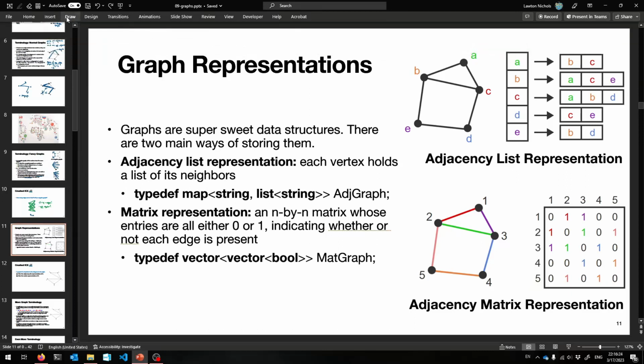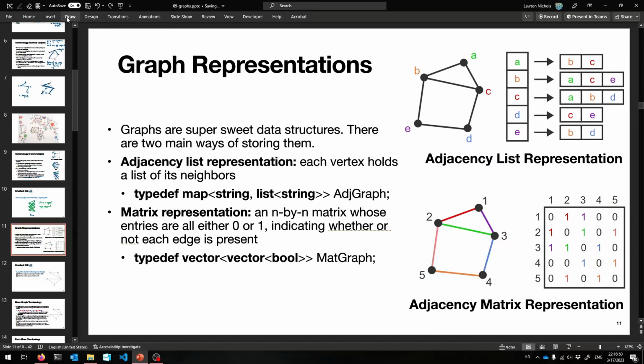So here is how you can do it. There's two main ways. Probably the most used way is called an adjacency list representation. Here's the graph. Let's pretend this is the graph that we want to represent inside of a computer. It has five vertices, A, B, C, D, and E, and it has a link between A and B, a link between A and C, etc.